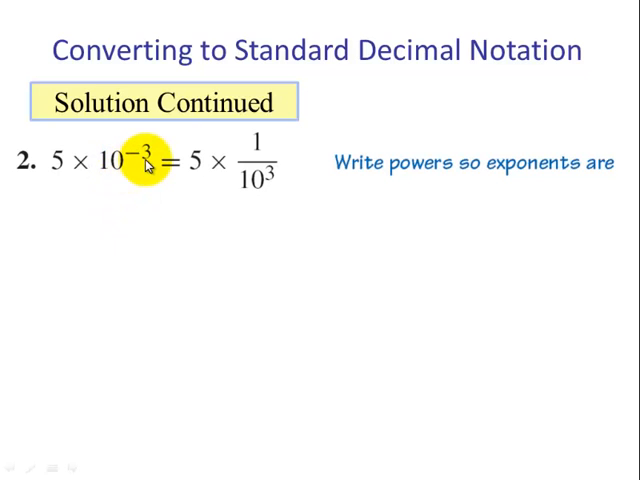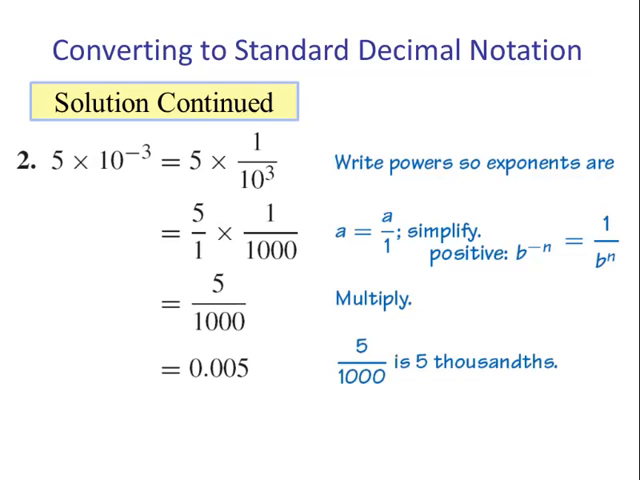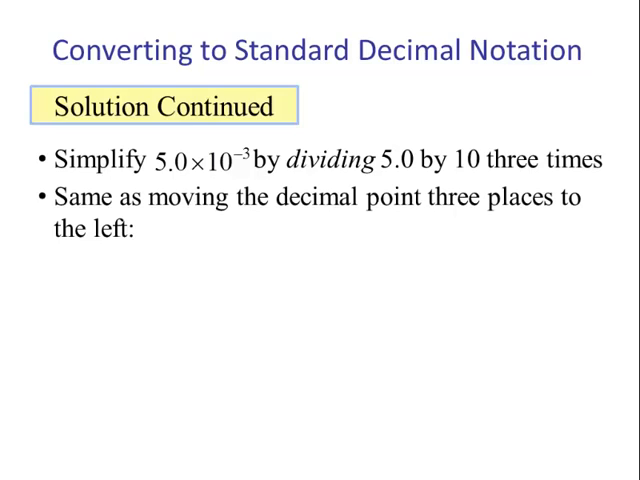Number 2, 5 times 10 to the negative 3. 10 to the negative 3 is equal to 1 over 10 to the third. 10 to the third is 1,000, so this is 5 times 1 over 1,000. To multiply fractions, we take the product of the numerators over the product of the denominators. We get 5 over 1,000, and 5 over 1,000 using a calculator is 0.005. Simplify 5 times 10 to the negative 3 by dividing 5 by 10 3 times. Or, that's the same as moving the decimal point 3 places to the left.